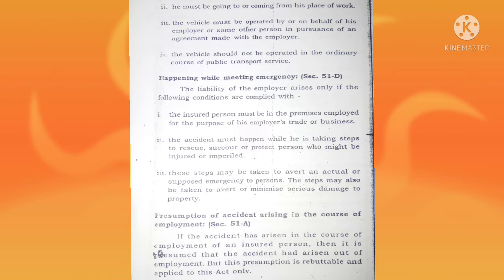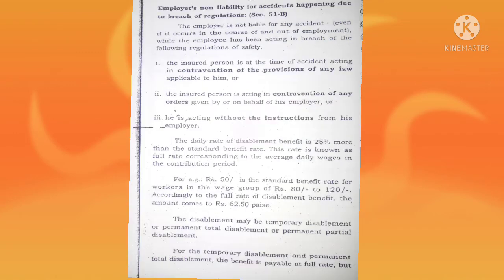So, presumption of accident arising in the course of employment, section 51A. If the accident has arisen in the course of employment of an insured person, then it is presumed that the accident had arisen out of employment. But this presumption is rebuttable and applies to this Act only.